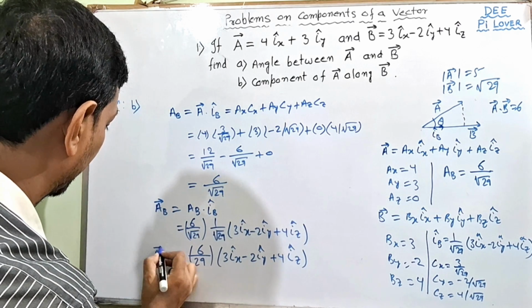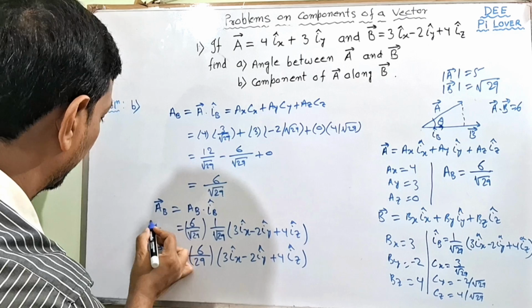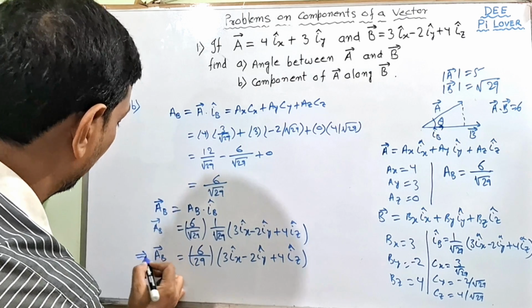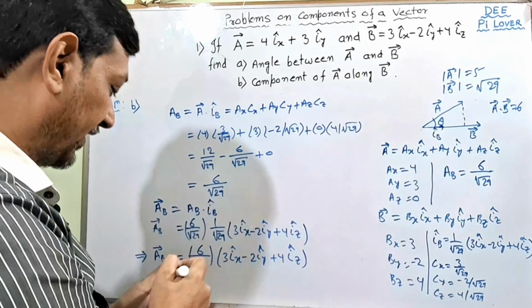This is the vector component of A vector along B vector.